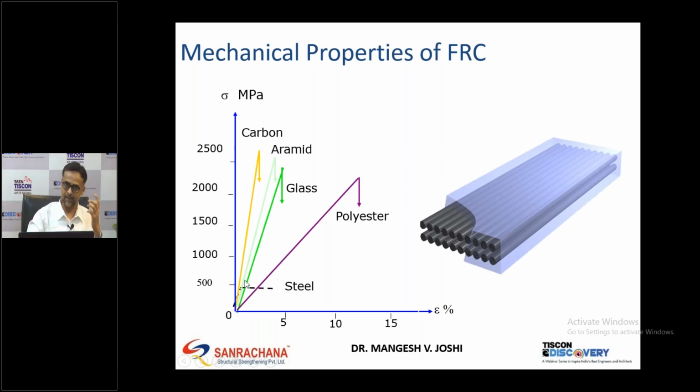Whenever we design steel or RCC, we consider it isotropic and homogeneous, meaning all mechanical properties are the same in all XYZ directions. But that is not the case with composite. It is an orthotropic material. You can see these fibers are oriented in this particular direction, so it is very strong in one direction. We call it unidirectional. So it is very strong in this direction and weak in the other direction. This is a very important property, and one has to be very careful at the time of application about where we are orienting these fibers.